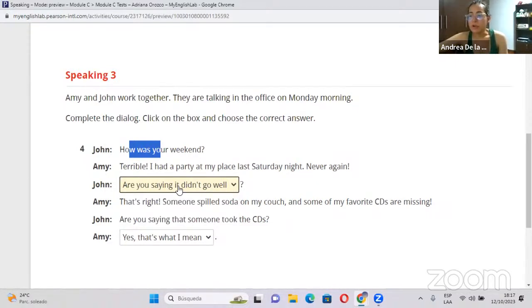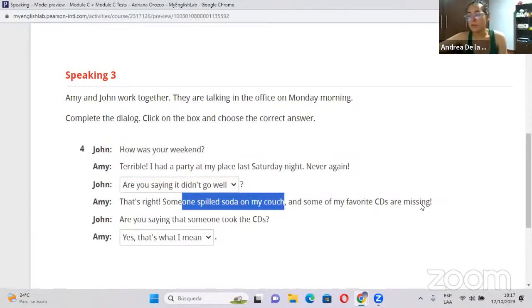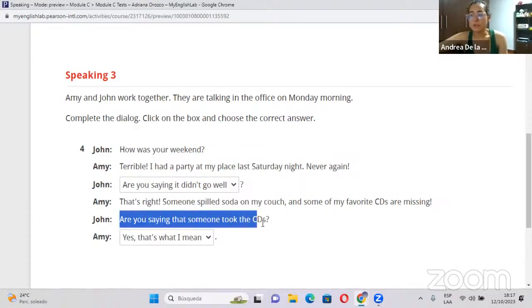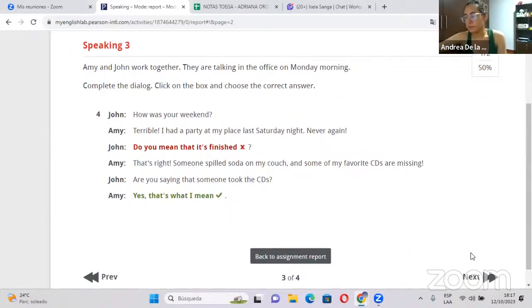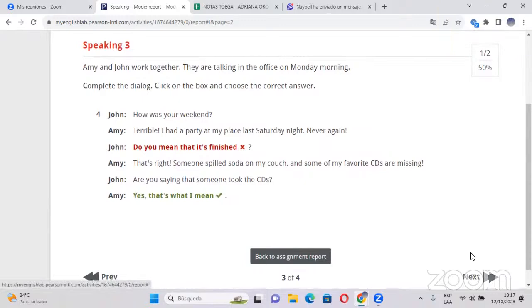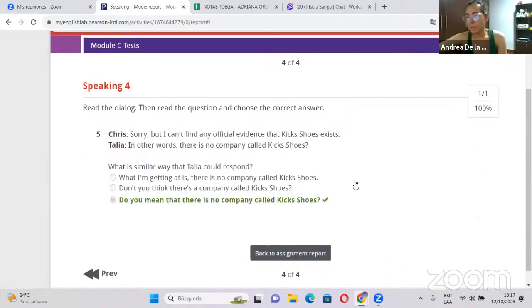The other one: are you saying it didn't go well? That's right, it didn't go well. Why? Because someone spilled soda on my couch, some of my favorite CDs are missing, so it didn't go well. Are you saying that someone took your CDs? Yes, that's what I mean. Okay, so yeah, that was correct. So in that case, that was wrong. Do you see why? Yeah, I see. Okay, and the fourth is correct.